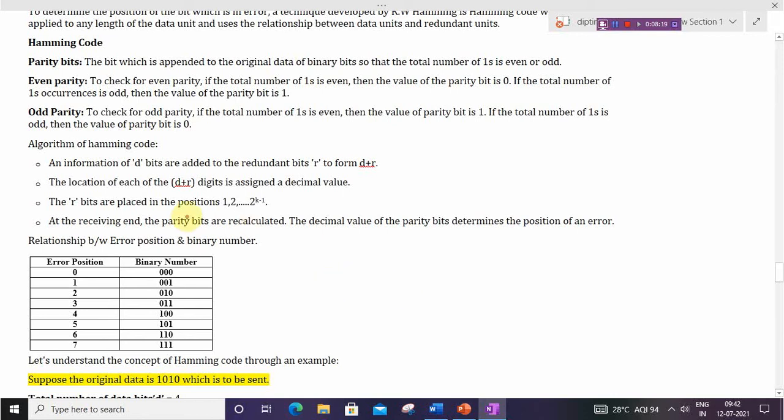And at the receiving end, the parity bits are recalculated. The decimal value of the parity bits determines the position of an error. Means at the receiver side, the parity bits are recalculated. Then the decimal value of the parity bits determines the position of the error. Means if the error position is 0, then the binary number is 0, 0, 1. By this way, it can calculate the position of the error.